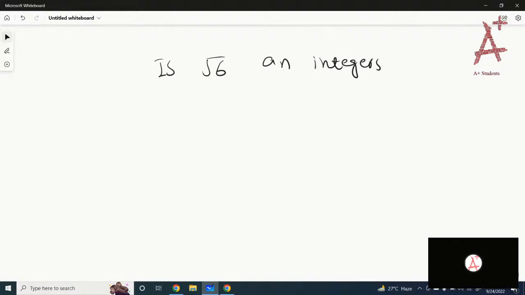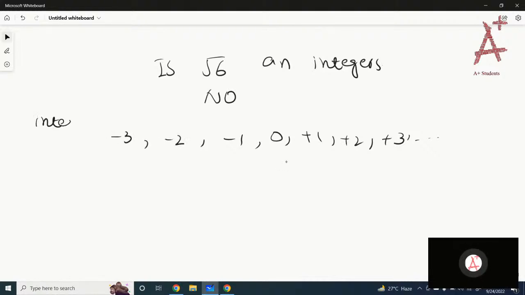Yes or no? No. Why? Because the integers are either positive and negative whole numbers, like +1, +2, +3. They also don't have decimal points. They are positive and negative whole numbers. Got it? They are the integers. You can note down these important points in your notebook.